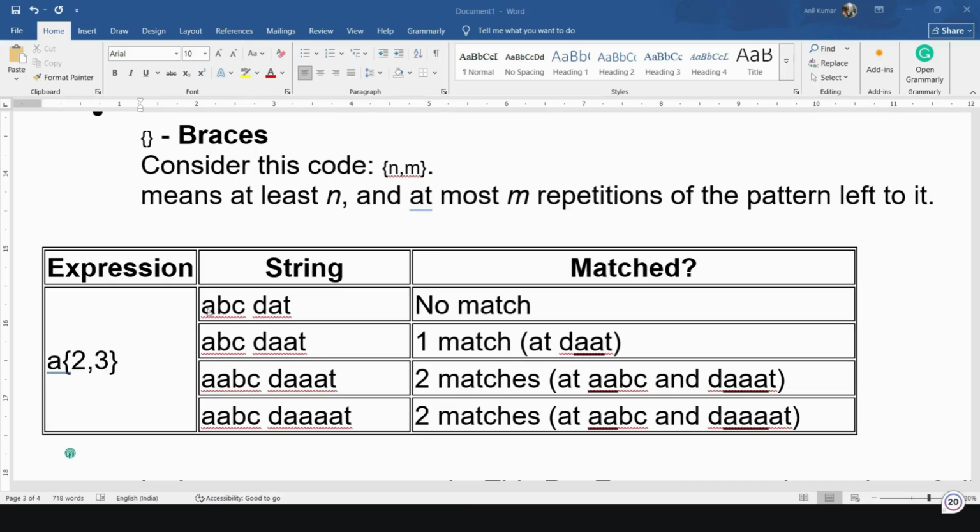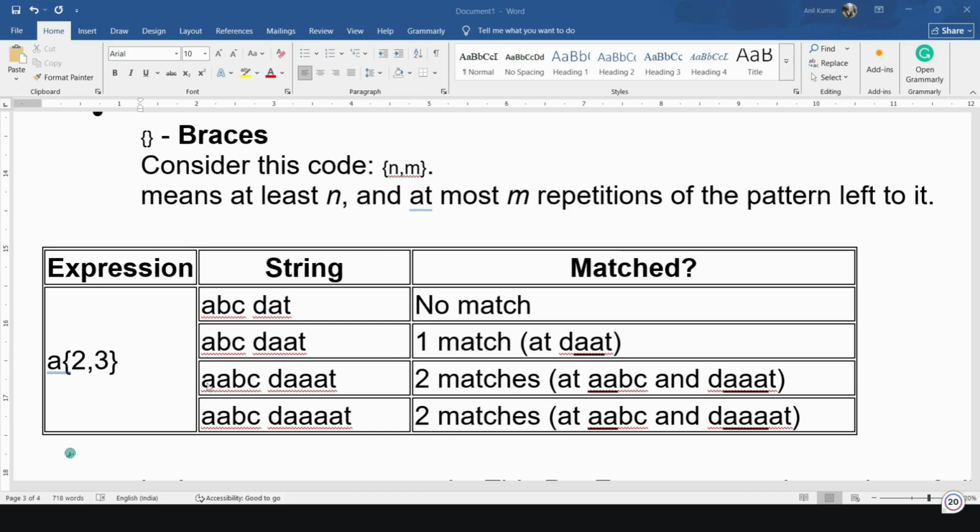So now when I look into this example, abcdat, a is occurring 2 times here, but that is not occurring in the same sequence. So a is not followed by a here. a is here, that's okay. This is also a available, but these two are not together, hence there is no match found. Now coming to the second one, abcdaat. This is matching because minimum 2 has to be there, and here you can see 2 a's are present. So this has one match found.